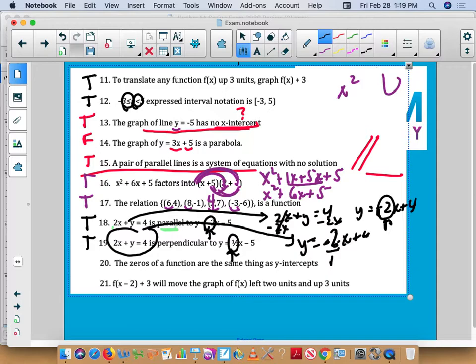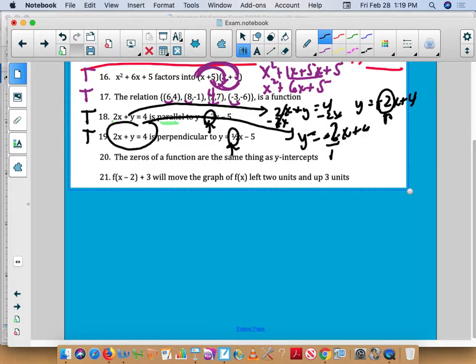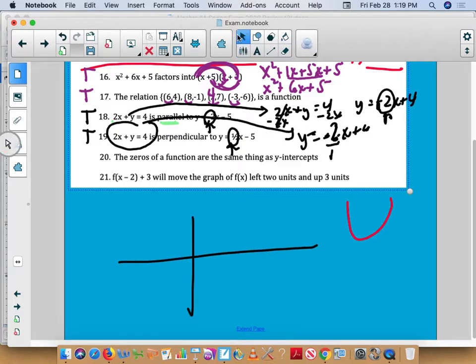The zeros of a function are the same thing as y-intercepts. Look at this. You may not even understand what all those words mean. Okay? Here is a graph. Here is a parabola. Tell me when you see some zeros. All right, so say now, say stop or something when you see some zeros. No. Okay?